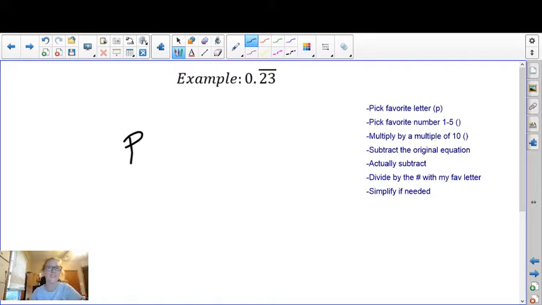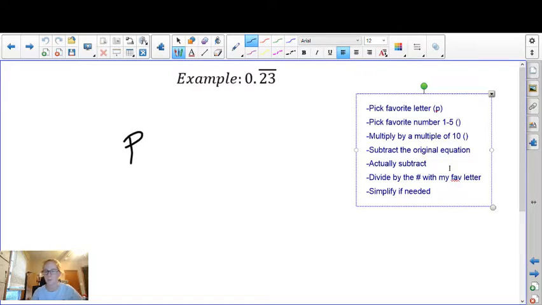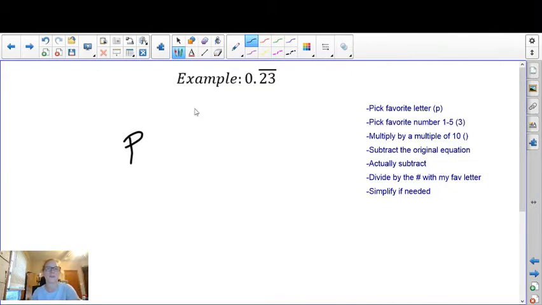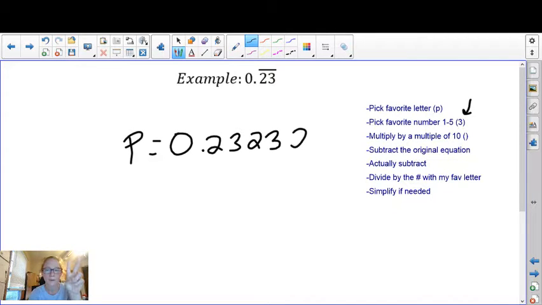And then I'm going to pick a favorite number between 1 and 5, and I think I'm going to switch it up and go with 3. And 3 is going to be the amount of times that I write my repeating part. And since now I have 2 digits, the 2 and the 3, I am going to write that 3 times as per my favorite number. So I have 0.23, 23, 23. So I've written it 3 times now.